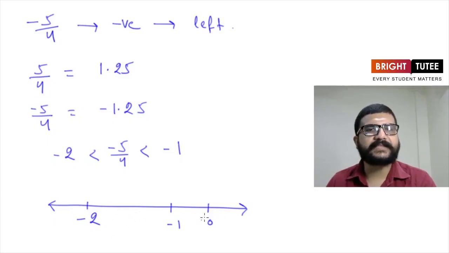This is just a rough sketch of the number line. Whenever we have to draw, we use the scale. Now what do you think, where will minus 5 upon 4 lie? For that, first of all we have to divide this region between minus 2 and minus 1 into 4 equal parts, as the denominator is 4. So we have to use 3 markers.